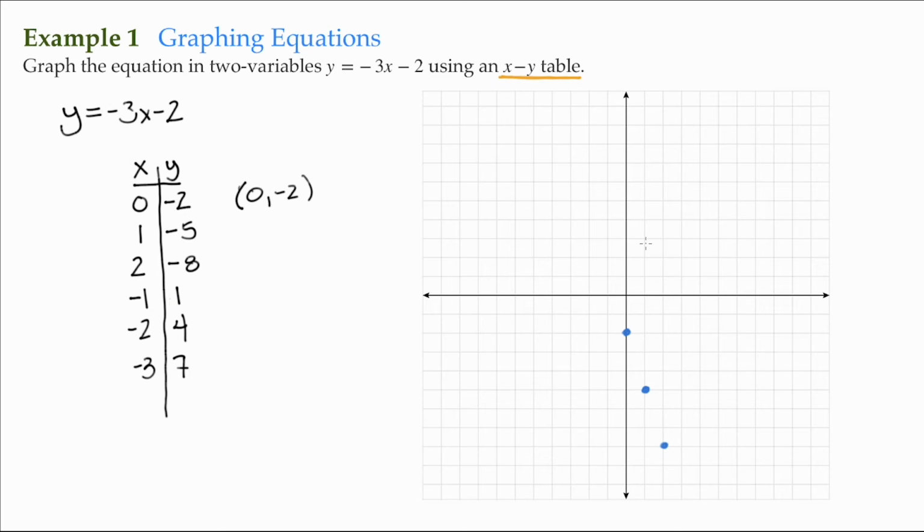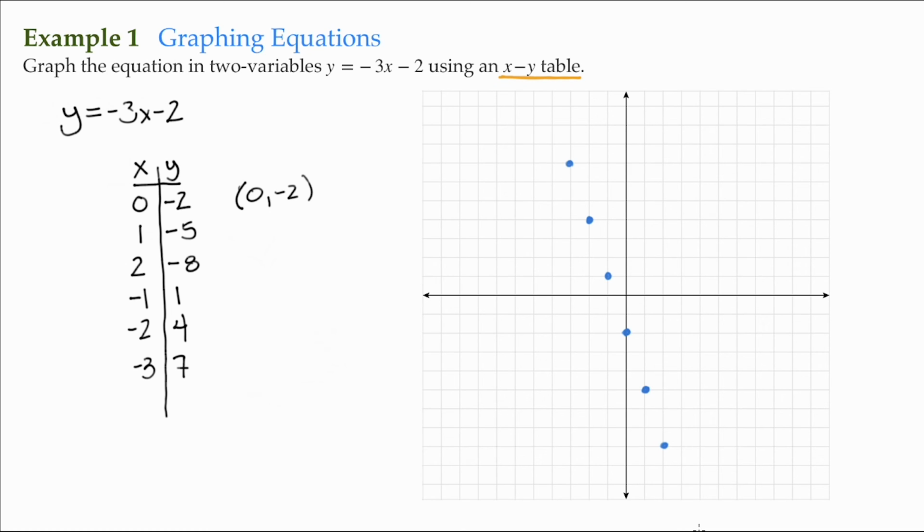Negative 1 and 1, we come back 1 right here and up 1. Negative 2 and 4, we come back 2, 1, 2, and up 4, 1, 2, 3, 4. And then we have negative 3 and 7, come back 3, 1, 2, 3, and then up 7, 1, 2, 3, 4, 5, 6, and then 7. So you could see where the line would go through right here.